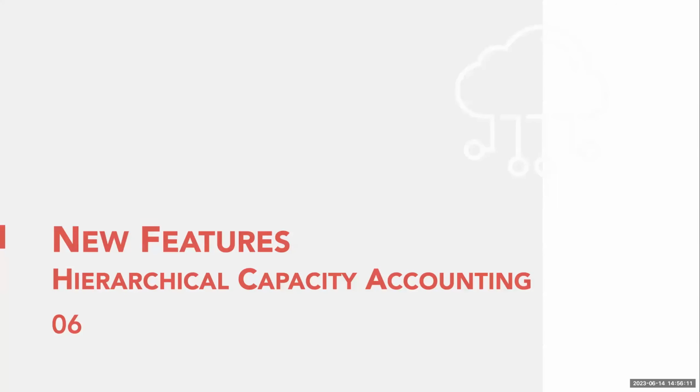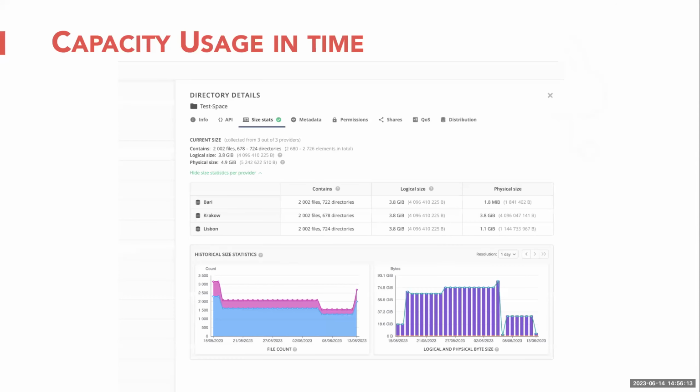The last thing is the hierarchical capacity. We introduced this part, so you have the full information on every single level, how much space and where this particular directory takes, so you can easily manage the archives later.